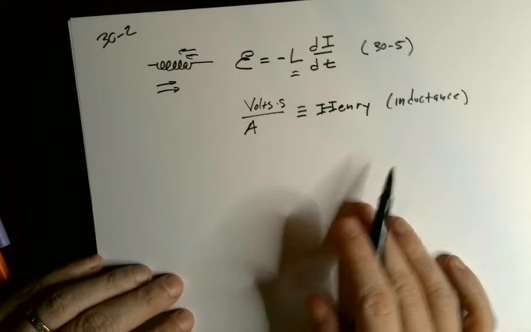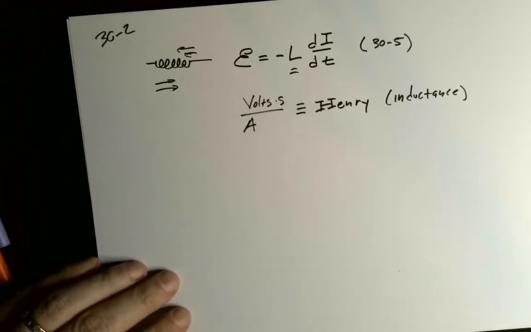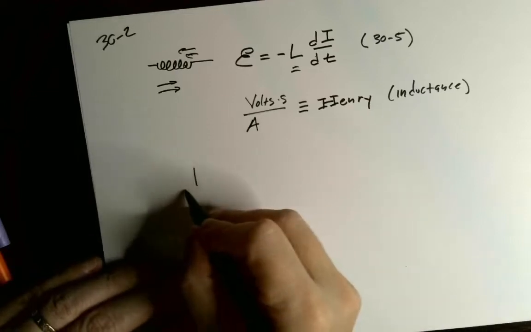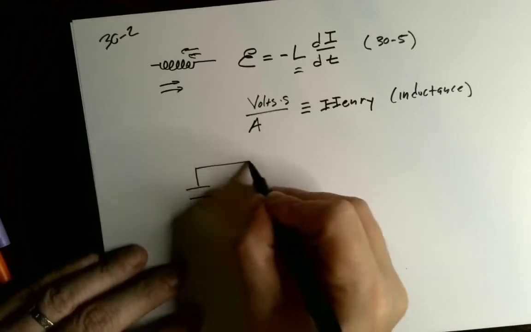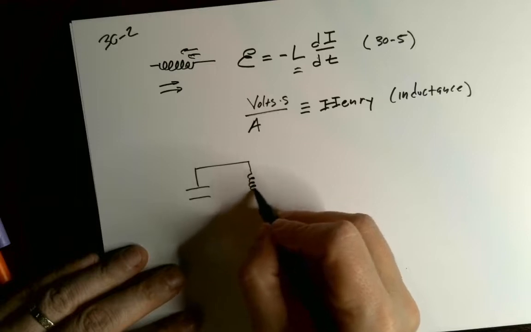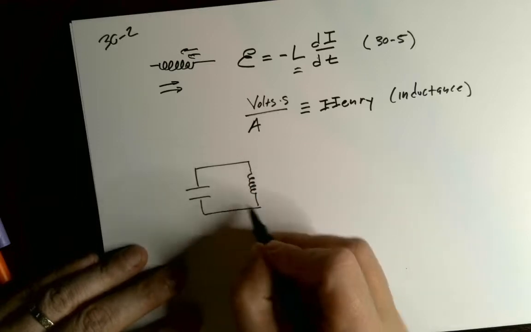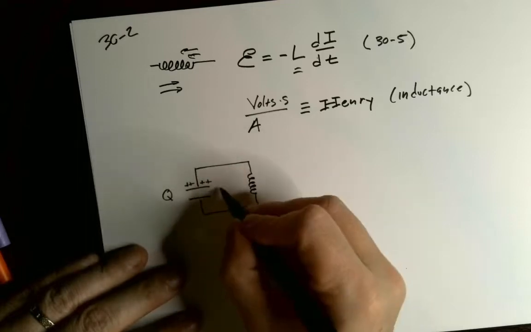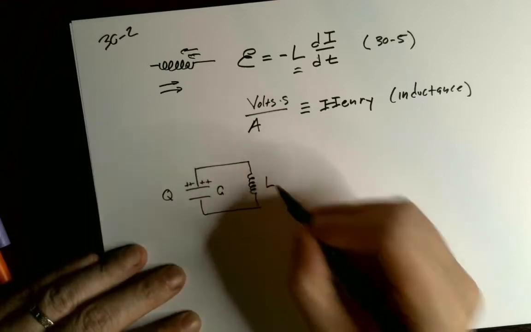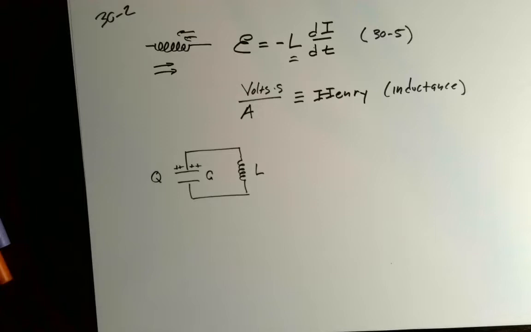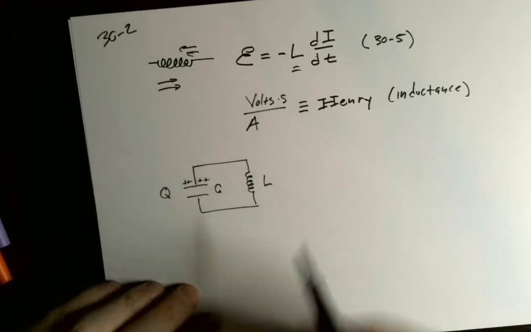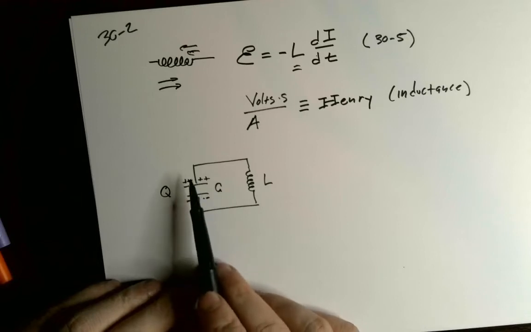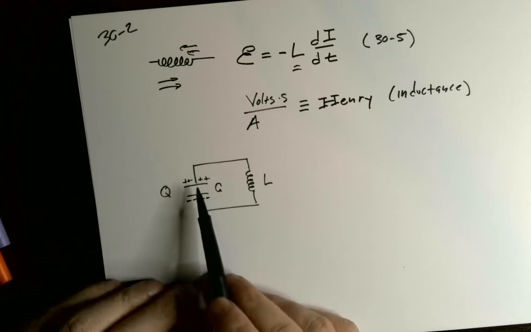We won't do any problem with just inductors. There's not a whole lot of point to that. What I do want to think about, though, is imagine you've got a circuit that has just two elements in it: a capacitor that is charged up with a certain amount of charge and has a capacitance C, and an inductor that has an inductance L. We want to think about what will happen in this circuit. So the capacitor is charged. A charged capacitor produces a voltage.